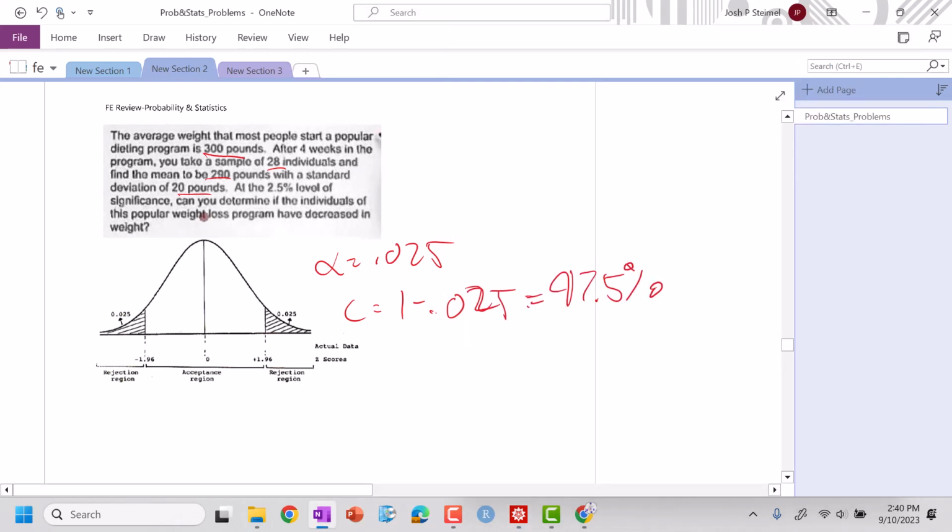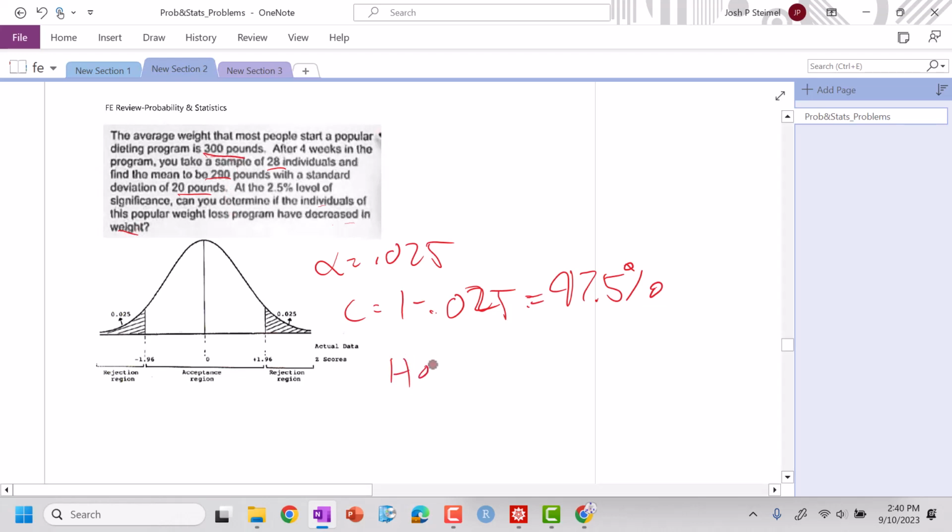At this confidence level, can you determine if the individuals of this population have decreased in weight? So basically, we're asking ourselves the following question: is this sample significantly different?